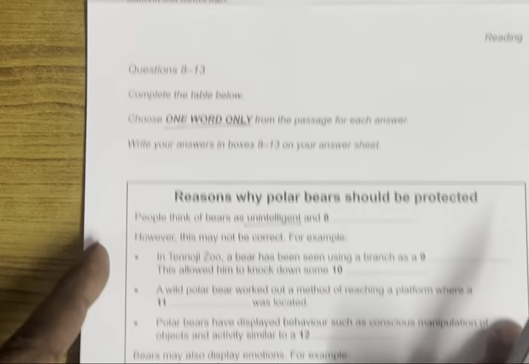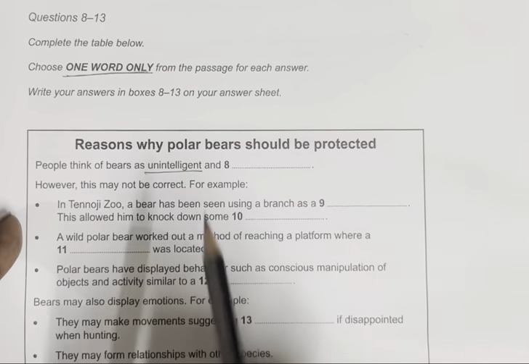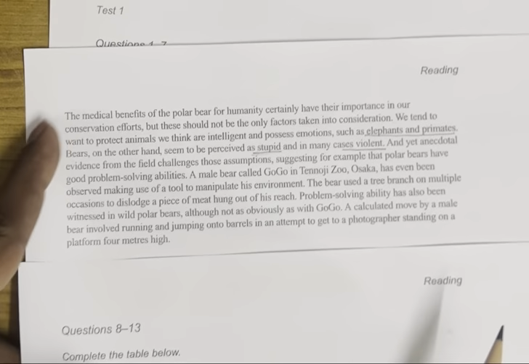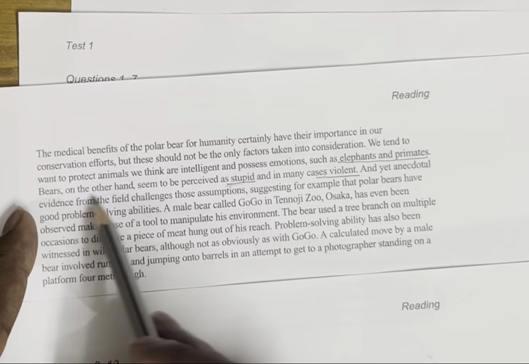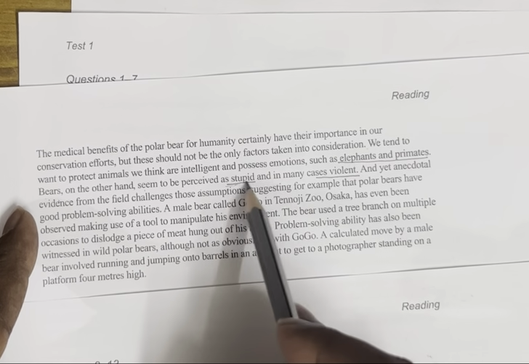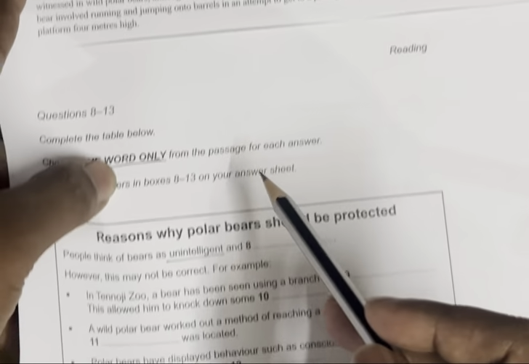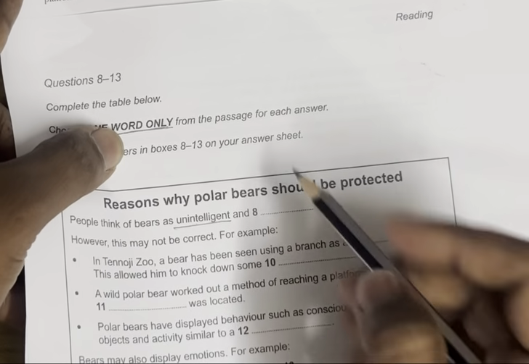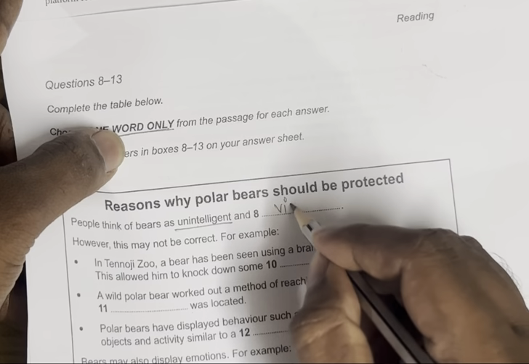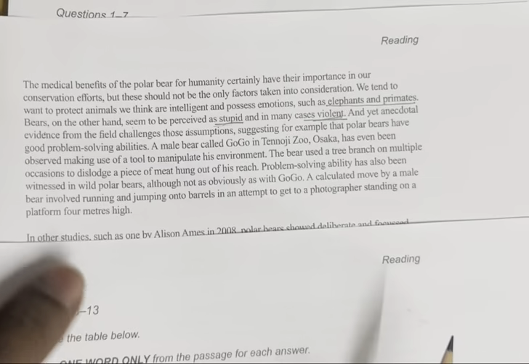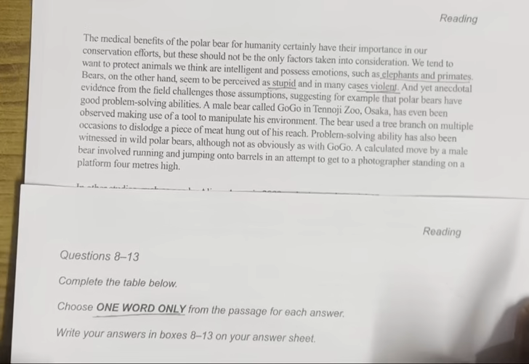Right. So what is the question here? People think of bears as unintelligent and dash. What do we have here? Bears, on the other hand, seem to be perceived as stupid and in many cases violent. Stupid is the synonym for unintelligent. So what will come here? Of course, it is violent. Right? Hence it is violent. Clear? Let's move to the next question then.